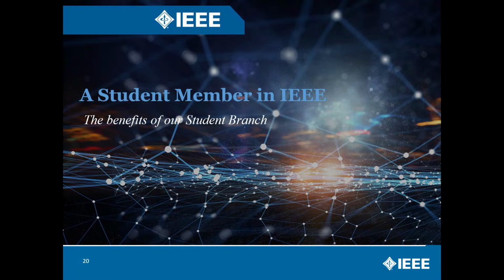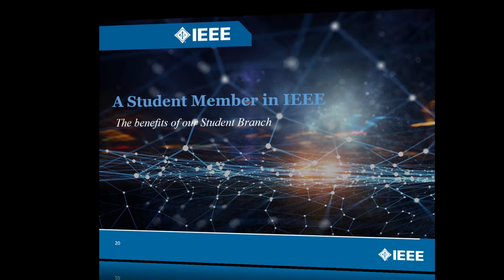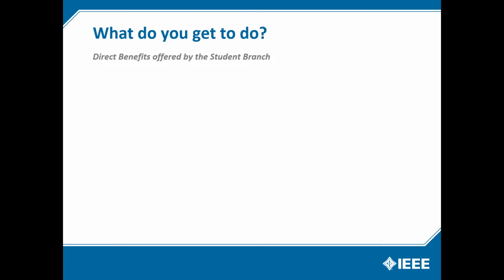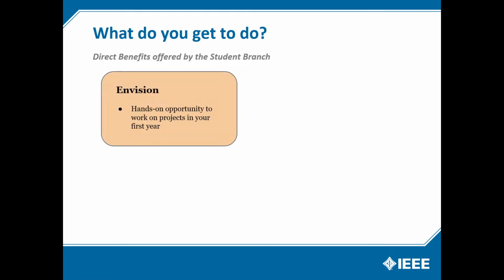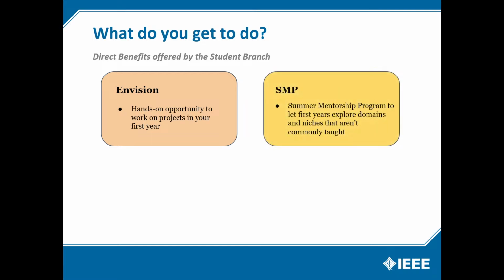So coming back to the main focus point of today's talk, what are the benefits of being a member in IEEE, and what benefits as a student branch we are able to give to you guys. So what are the direct benefits we offer as a student branch to you guys? So we have Envision, which is an opportunity for you guys to work on a really good project in your first year, which is obviously going to be a huge advantage over your peers who aren't a part of IEEE.